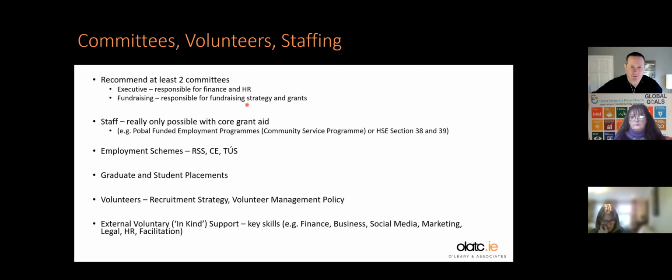So the CSP program is providing salaries for a manager and a number of employees. HSE is providing funding to employ people to deliver clinical services on the ground, whether it be tutors or therapists or counsellors, or whatever it might be. The Family Resource Centre, same, we provide funding towards staffing costs.